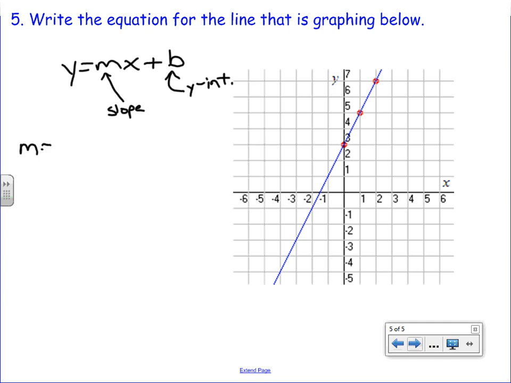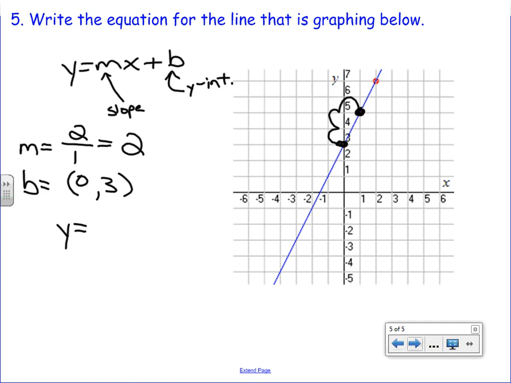So let's look for two nice points, and they are marked here. So that's good. You can pick any two nice points, and we'll do the rise over the run. So if we start at (0, 3), we'll go up 2 and over 1. So our slope is 2, which you can write as 2 over 1. Our y-intercept is where the line crosses the y-axis. The x-coordinate is 0, and the y-coordinate is wherever that line crosses the y-axis, which we can see here is 3. So our b value is actually just 3.